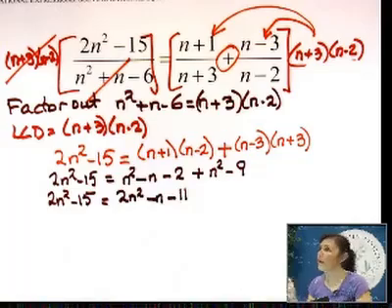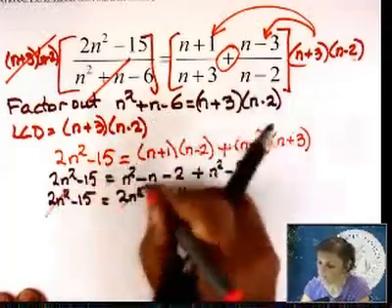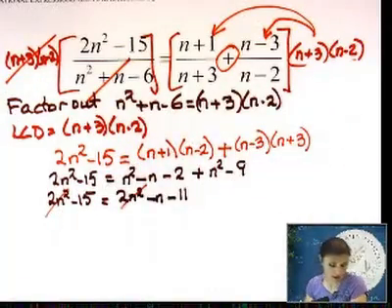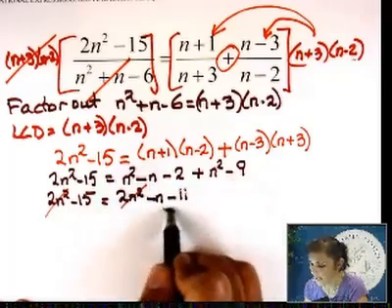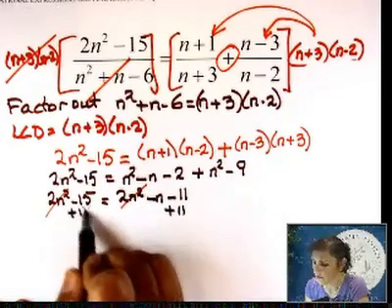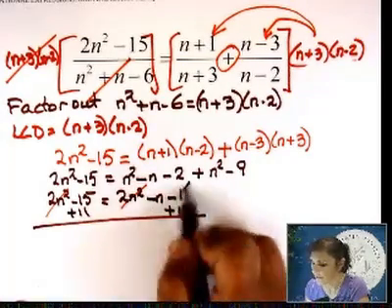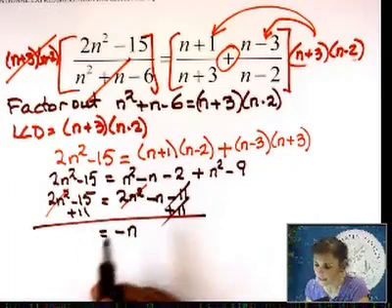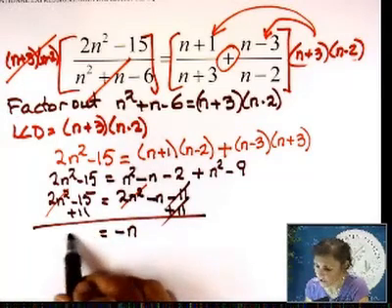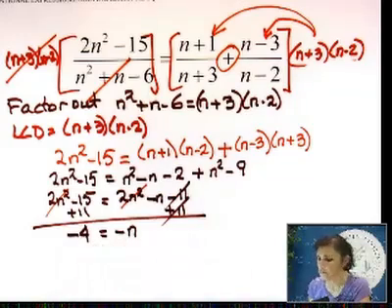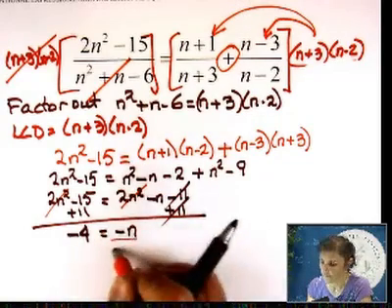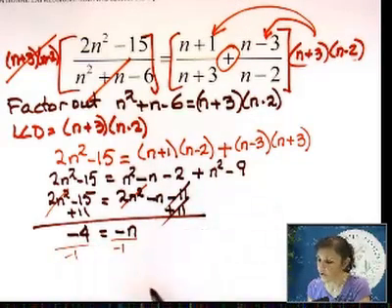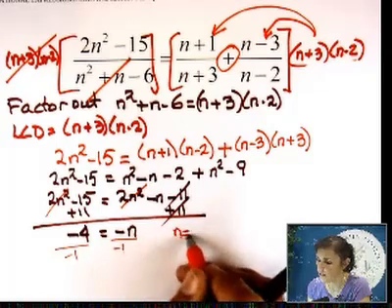Guess what? These two can go. So what do you have? I can add 11 here. You're going to have negative n equals negative 15 plus 11, so that's negative 4. Divide both sides by negative 1. You're going to end up with n equals 4.